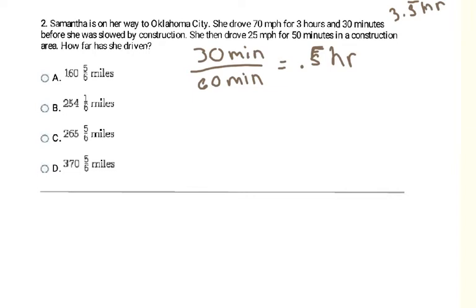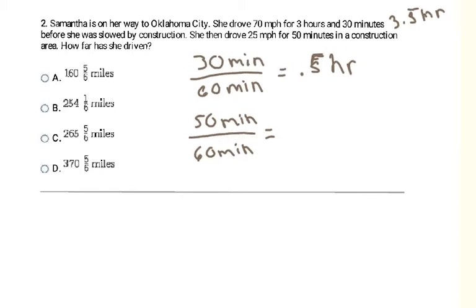Okay, and then the same for the 50 minutes. There's 60 minutes in an hour. 50 divided by 60 is 0.83 repeating, or that's the same, it reduces to 5/6. So she drives through the construction zone at 25 miles per hour for 5/6 of an hour. Now that we have those set up, we can go ahead and set up our proportions.